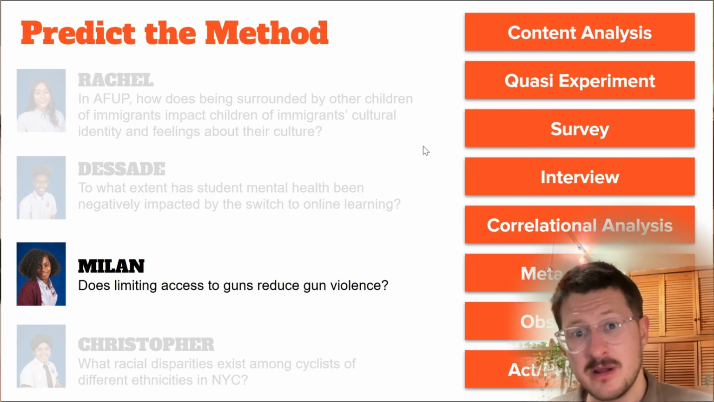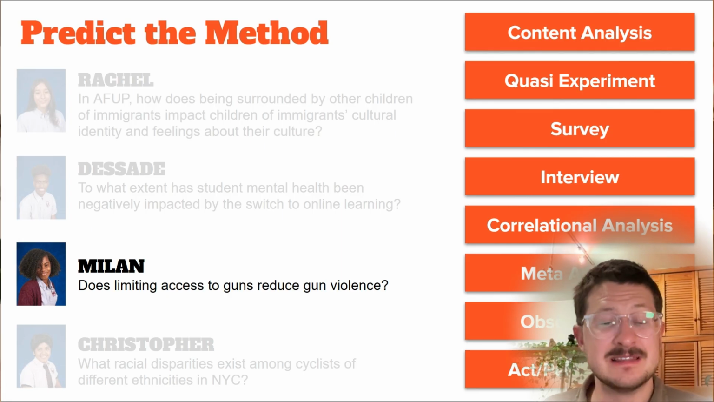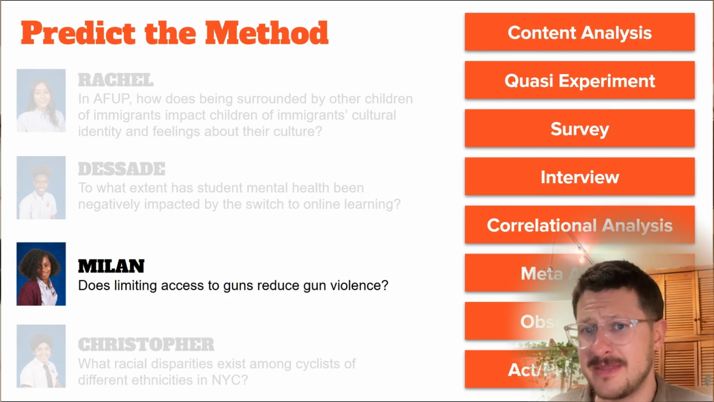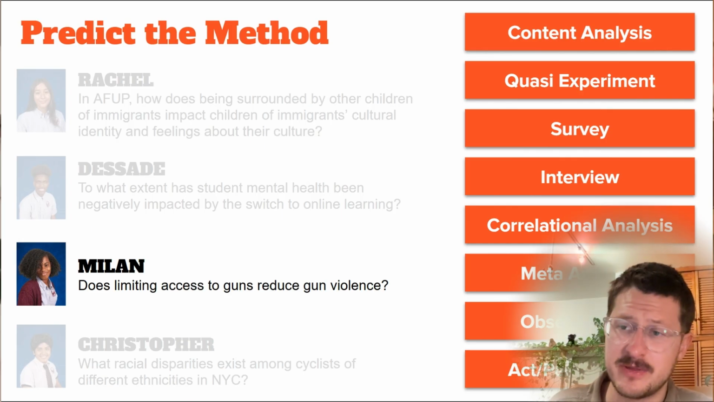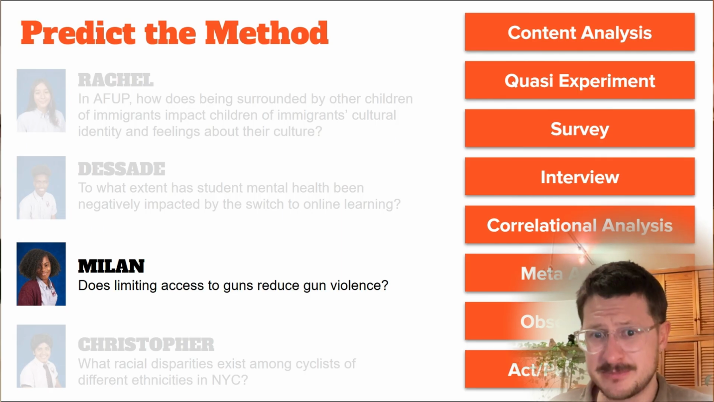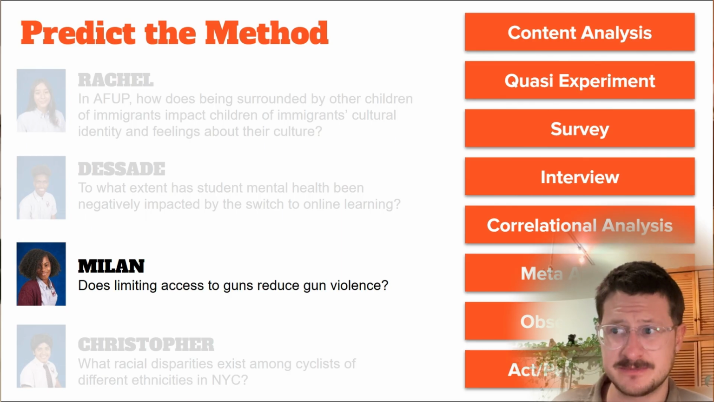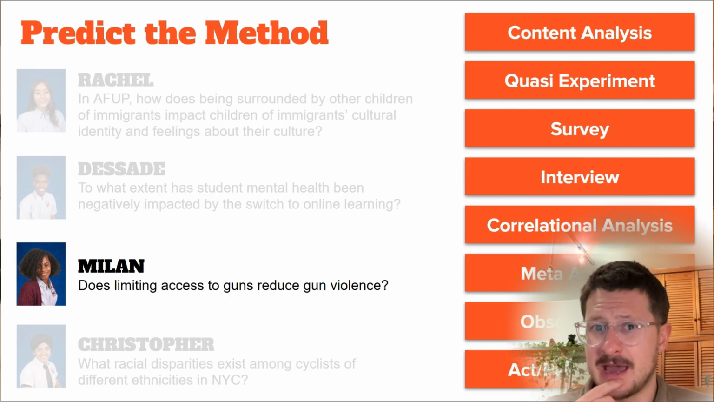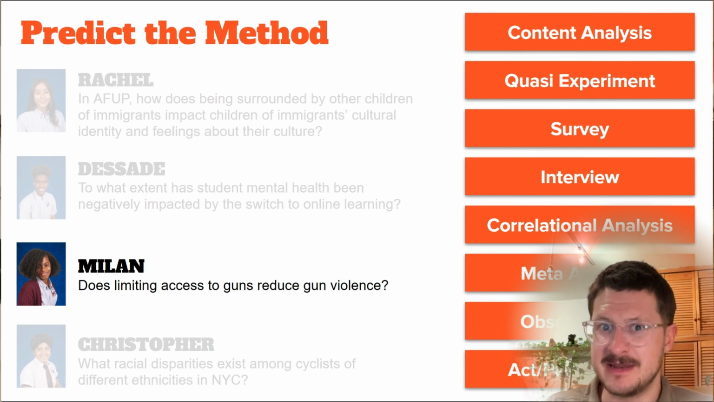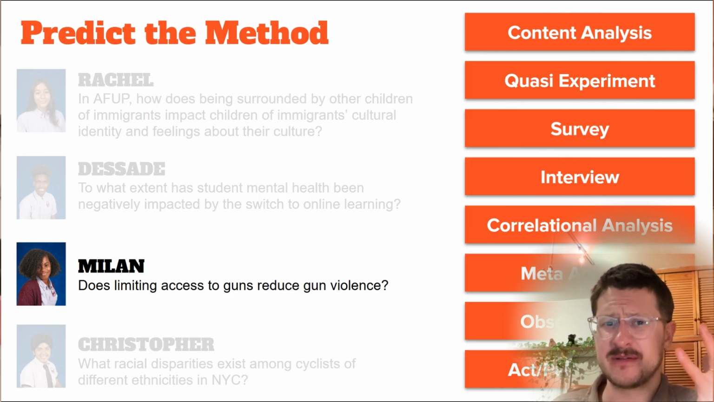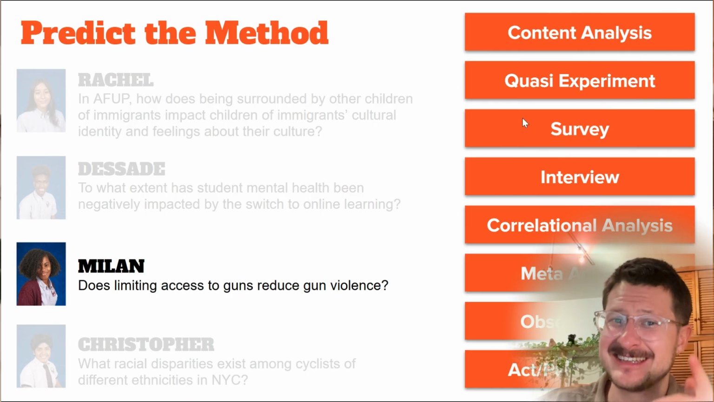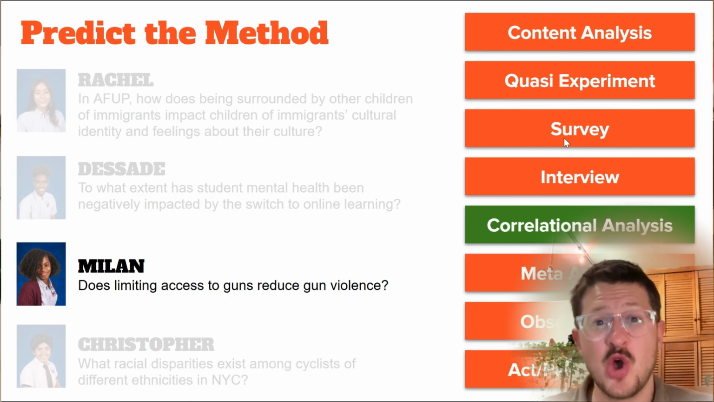Now, Milan here wants to take a look at, does limiting access to guns reduce gun violence? Now, I might recommend this student gets a little more specific with their research question, but just for today's purpose, which method do you think is best suited for this? Let's think. We are going to look at limited access to guns, so laws, and then gun violence. We're looking at really two different data sets. Yes, you got it right.